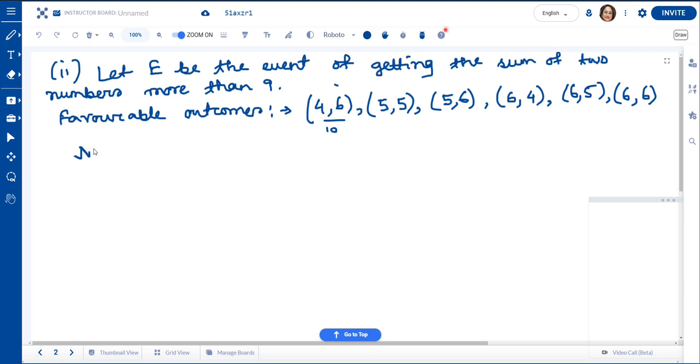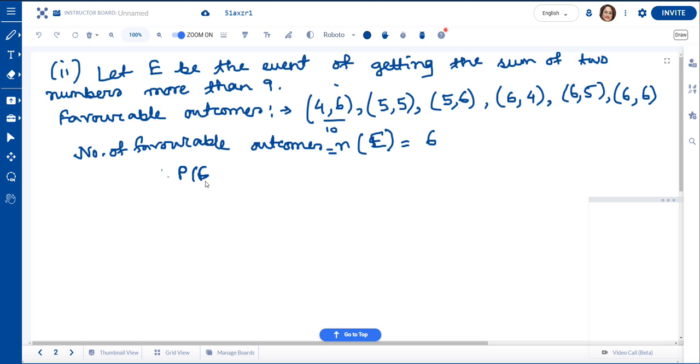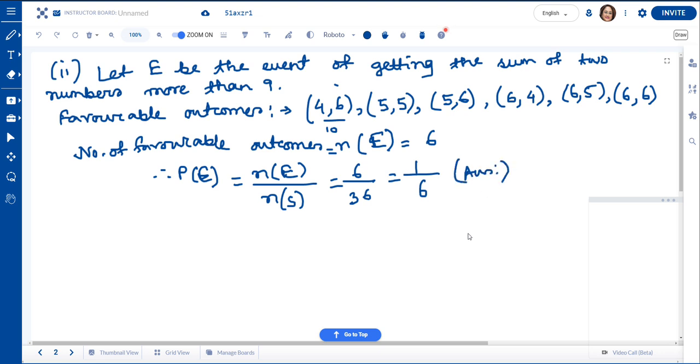So the number of favorable outcomes, n(E), is equal to 6. So the probability of the event will be n(E) by n(S), that is 6 by 36. If we simplify, we will get 1 by 6. So this is the answer of part B. Hope it is clear to you.